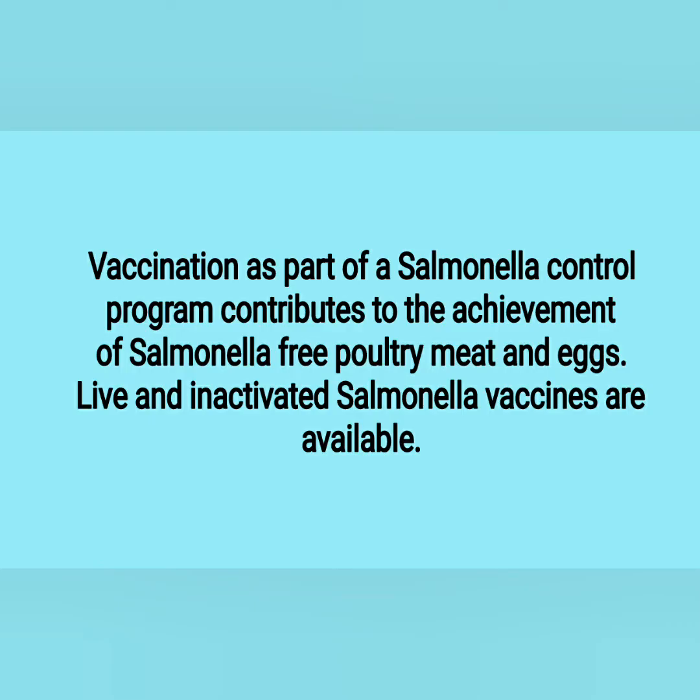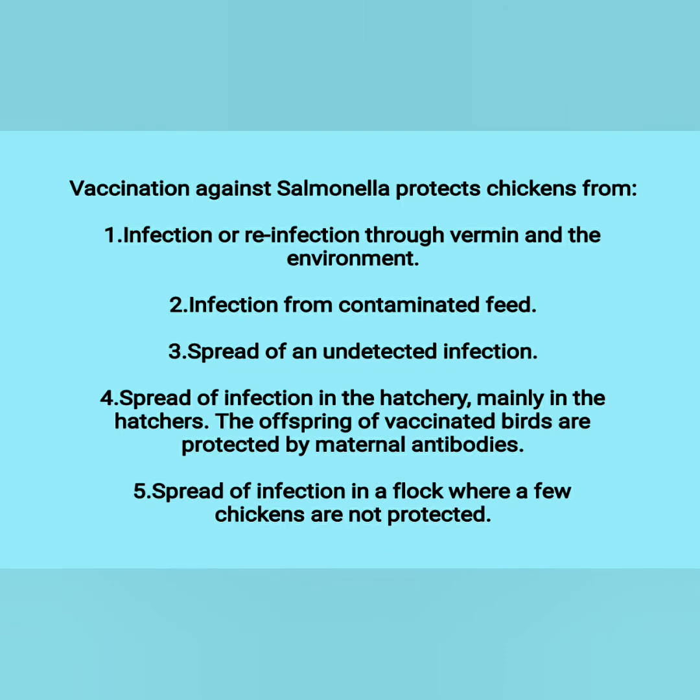Vaccination as part of a salmonella control program contributes to the achievement of salmonella-free poultry meat and eggs. Live and inactivated salmonella vaccines are available. Vaccination against salmonella protects chickens from infection or reinfection through vermin in the environment, infection from contaminated feed, spread of an undetected infection, and spread of infection in the hatchery, mainly in the hatchers.